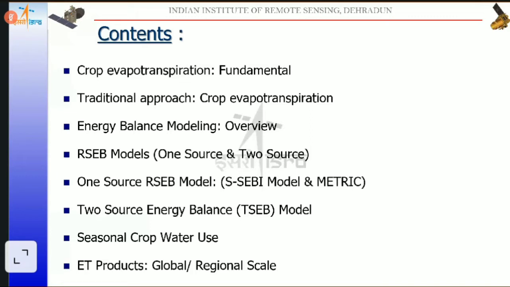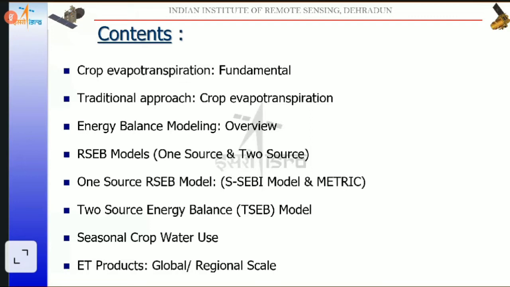After that, the main theme and the title of this lecture, the energy balance modeling approach, its overview and background. After that, I will discuss the remote sensing energy balance models. There are basically two types of models, one source model and two source model. I will go through a few case studies regarding one source models, the S-SEBI model, the Simplified Surface Energy Balance Index model, and the METRIC model. METRIC is Mapping Evapotranspiration at high Resolution with Internalized Calibration.